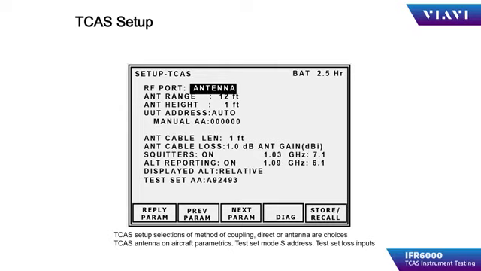Squitters should be set to on. Altitude reporting is set to on. Displayed altitude is either relative or absolute. Relative would be relative to the altitude of the aircraft being tested.